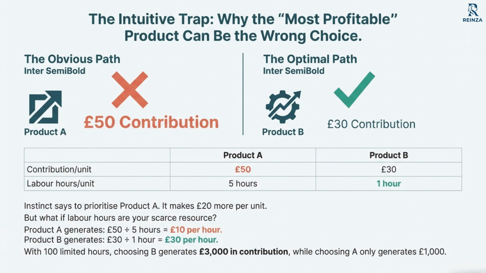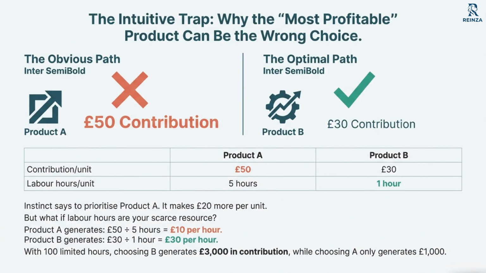Product A has a contribution of £50 per unit, and Product B has a contribution of only £30 per unit. If someone asked you which product to prioritize, your instinct would say, Product A, right? It makes £20 more per unit. Seems obvious. But wait. Let us add one more piece of information. Product A requires 5 labor hours to make, while Product B requires only 1 labor hour. Now, what if labor hours are your scarce resource?